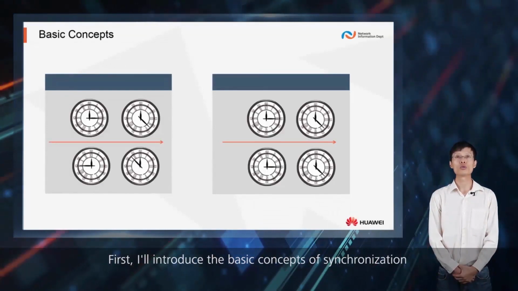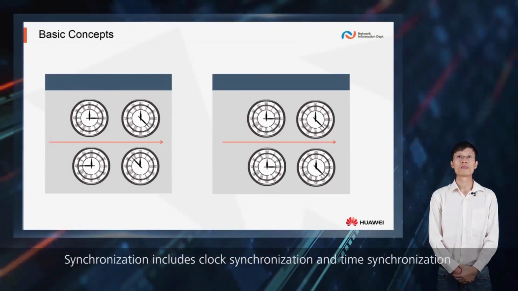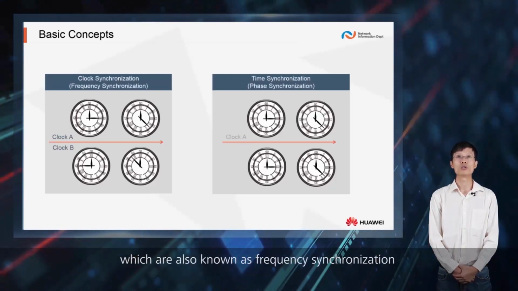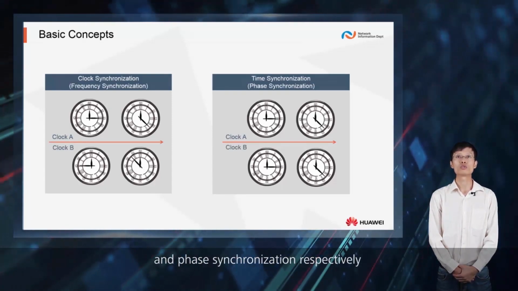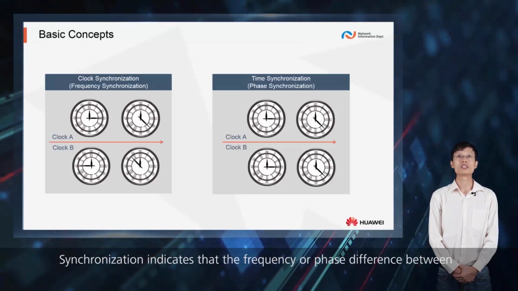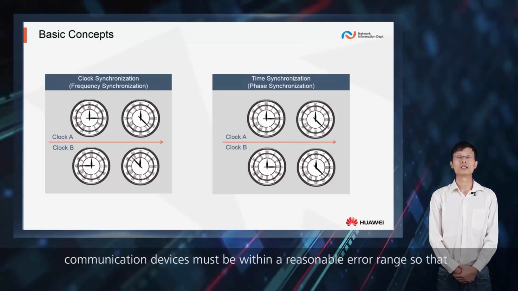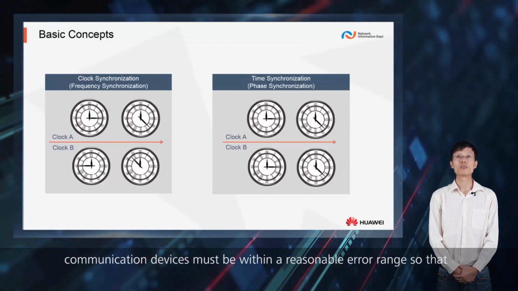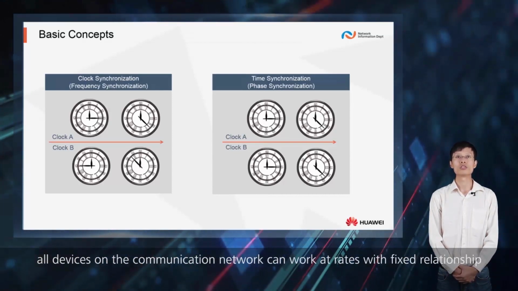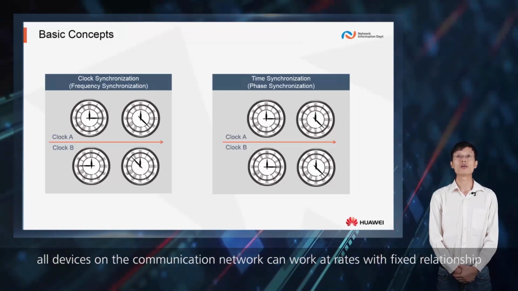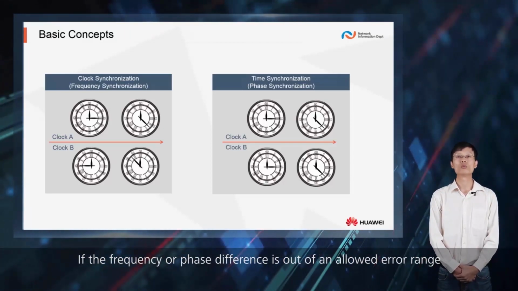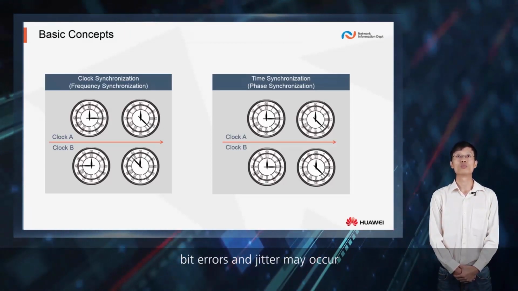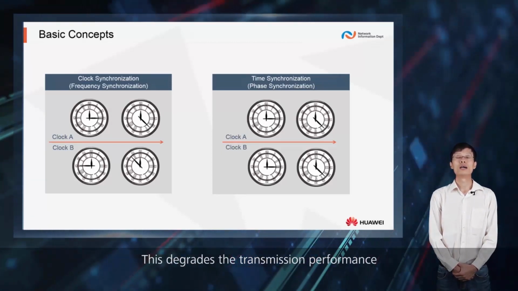First, I'll introduce the basic concepts of synchronization. Synchronization includes clock synchronization and time synchronization, which are also known as frequency synchronization and phase synchronization, respectively. Synchronization indicates that the frequency or phase difference between communication devices must be within a reasonable error range, so that all devices on the communication network can work at rates with fixed relationship. If the frequency or phase difference is out of an allowed error range, bit errors and jitter may occur. This degrades the transmission performance.